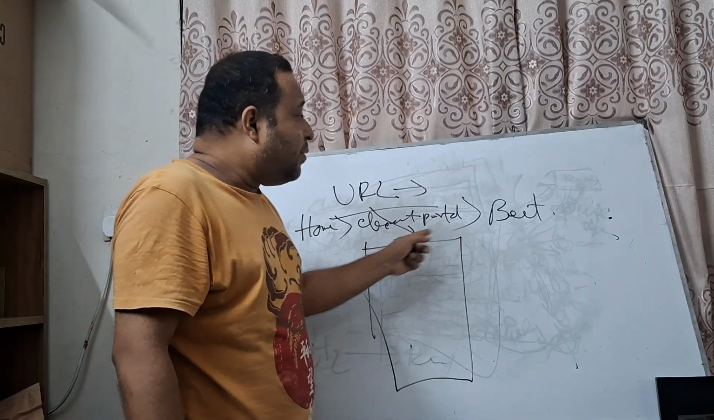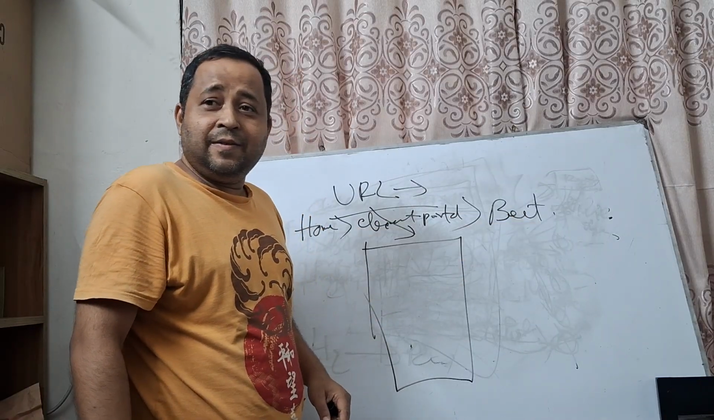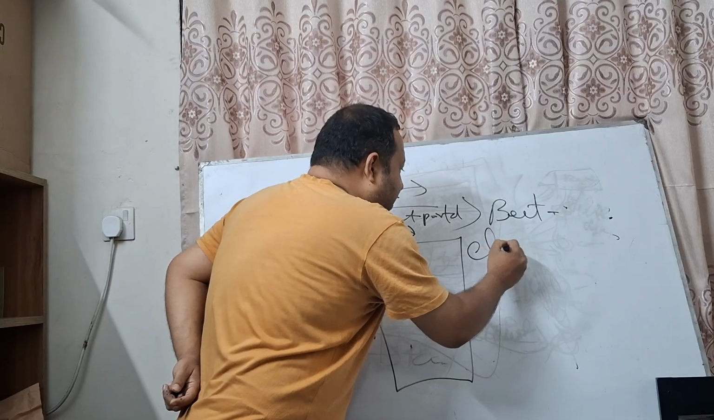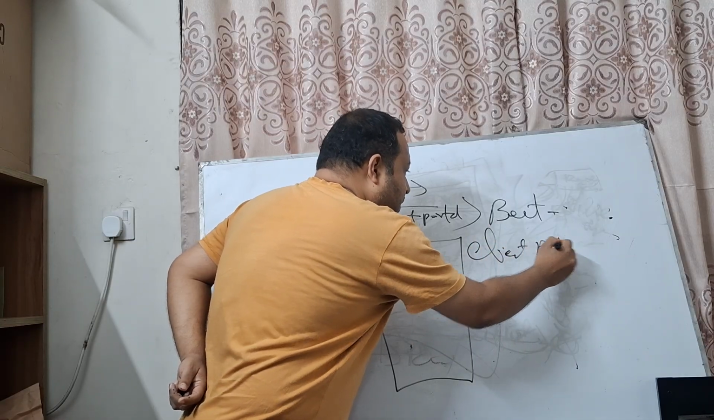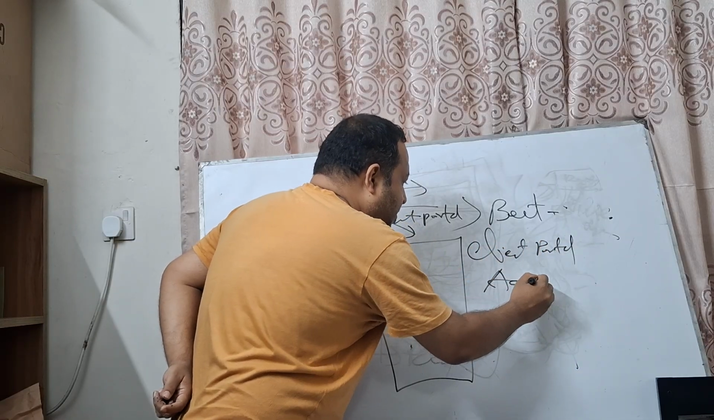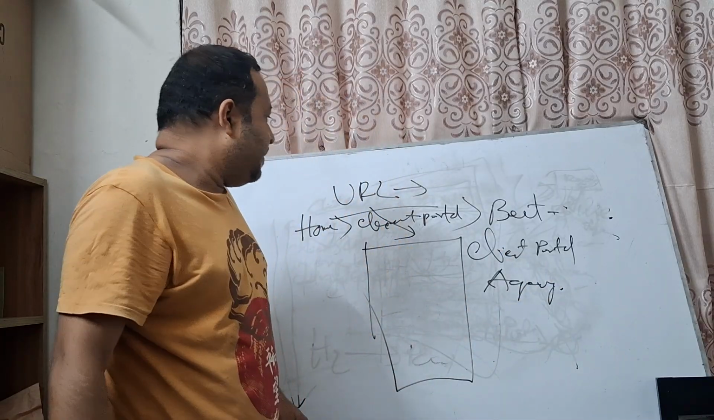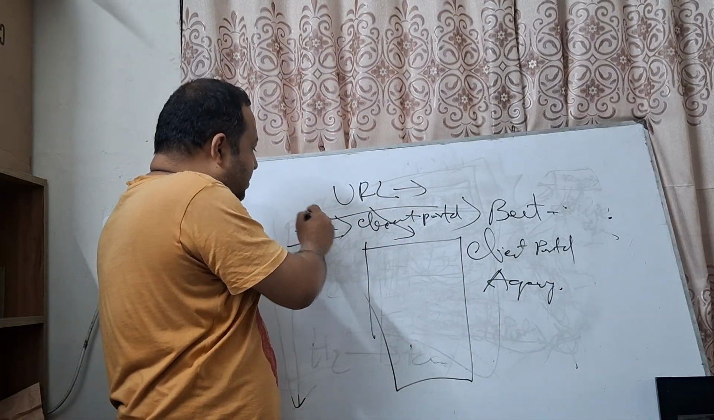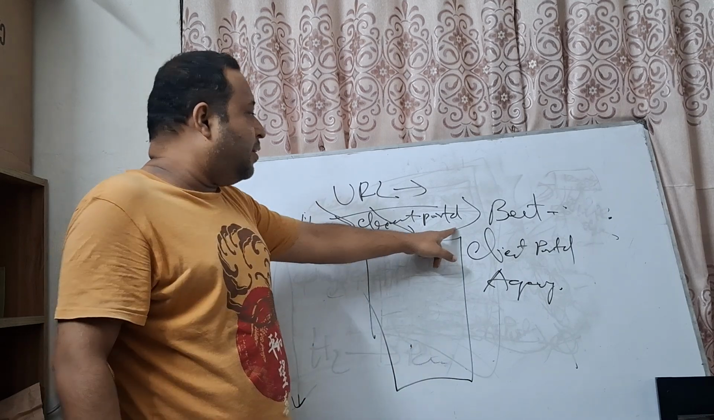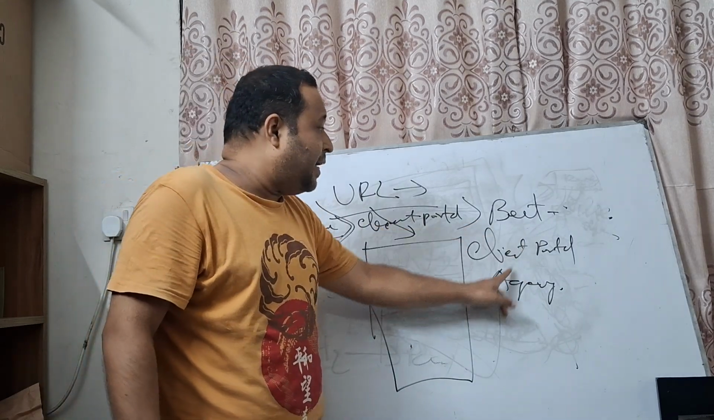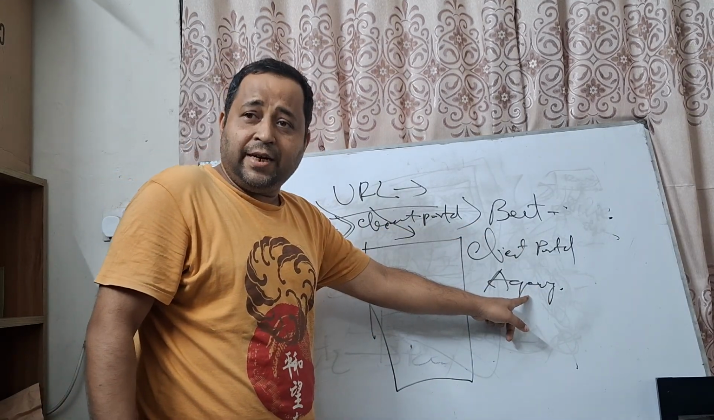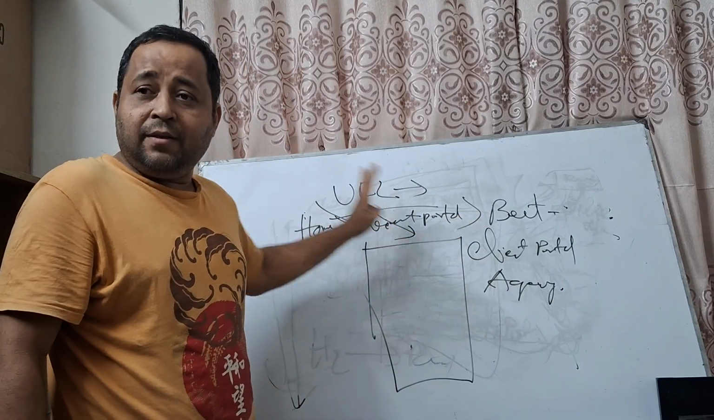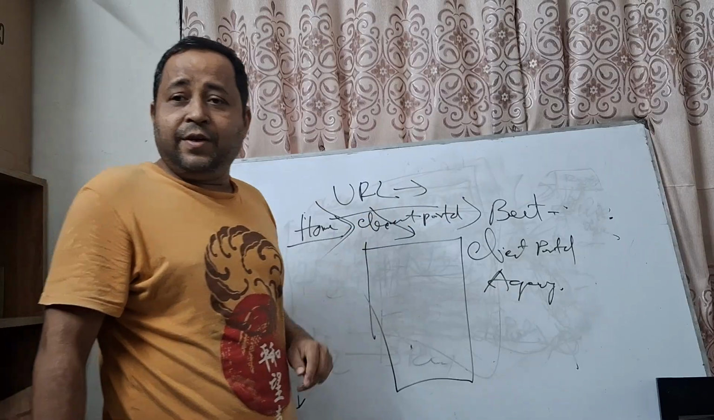Okay, then what will be the URL? Best client portal agency. So it comes from the agency's web page home, then client portal, then best client portal agency, right? This is the URL path, the crawl path. The bots crawl in that way.